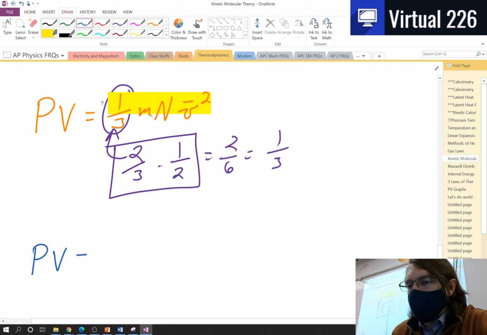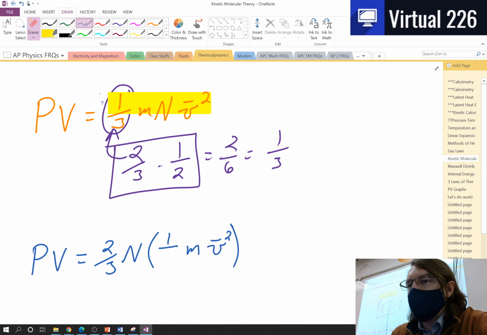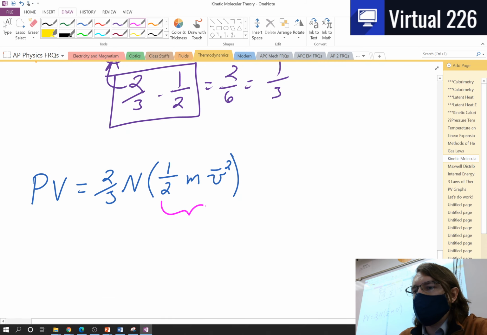We're going to get PV equals 2/3 n times the quantity of everything left over, 1/2 mv squared. And 1/2 mv squared is something that we should be very, very familiar with. 1/2 mv squared is kinetic energy. So because of this, we see here that we have some kinetic energy existing, which is a really wild thing to just kind of pop up in this pressure and volume equation. But it is something that we're going to need there.